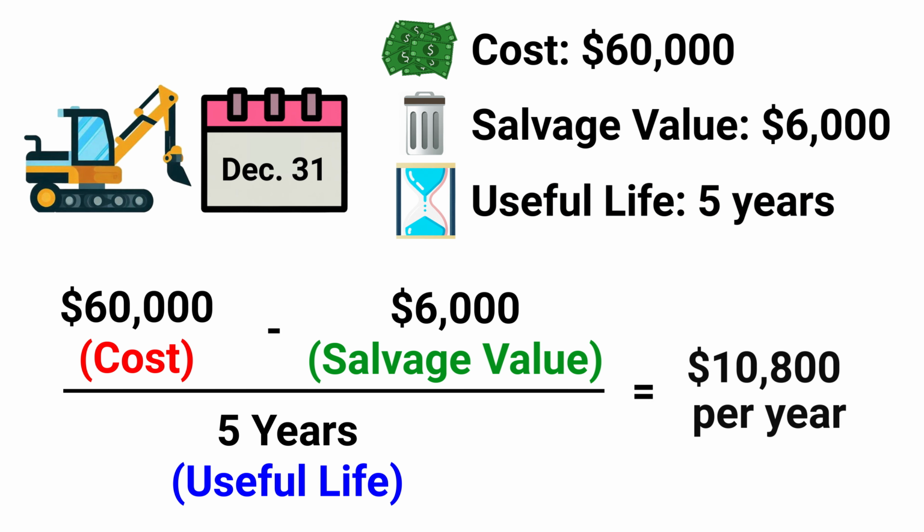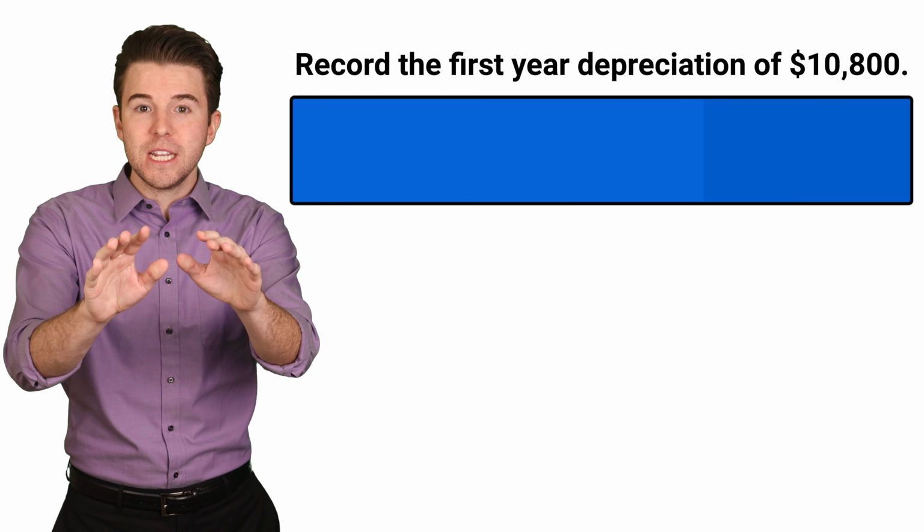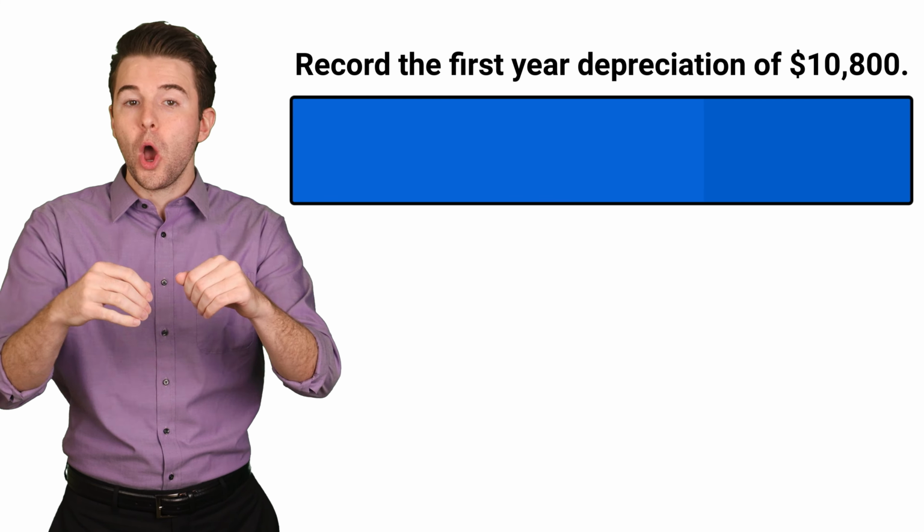Now that we have calculated depreciation, let's record the adjusting journal entry that will be made at the end of each of the next 5 years. When recording depreciation, we debit depreciation expense for $10,800 and credit accumulated depreciation for machinery for $10,800.